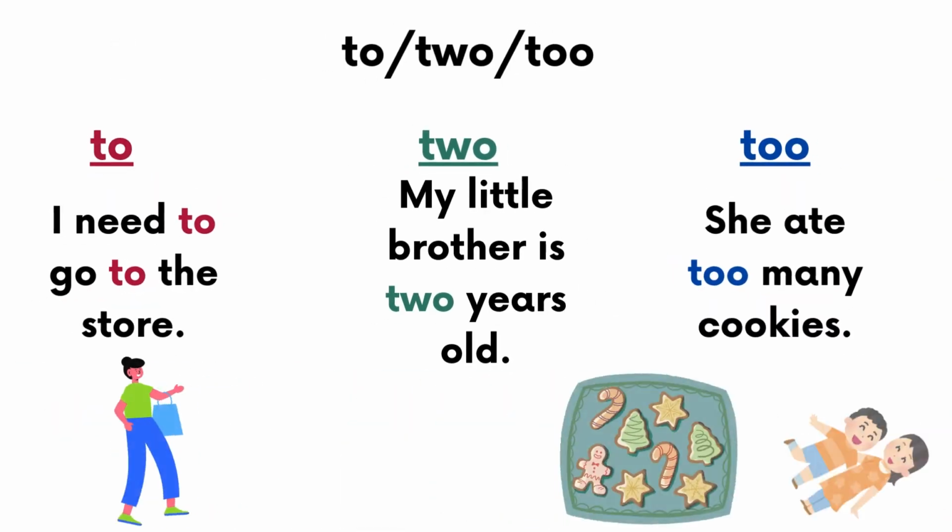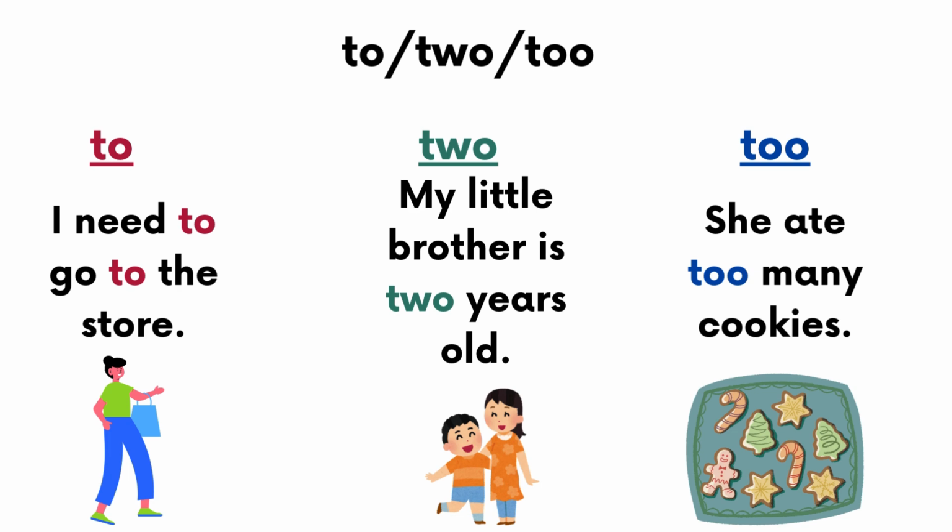Let's look at another set of words. To, two, and too. T-O, meaning I need to go to the store. Then there's T-W-O, two, meaning my little brother is 2 years old. And lastly, T-O-O, she ate too many cookies, meaning she ate way more than she should have. Can you see how the three of these words sound the same but have different meanings?